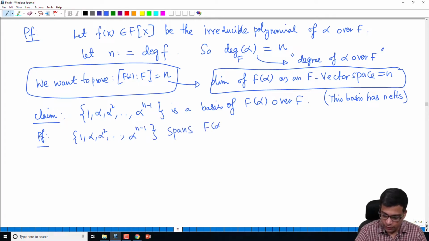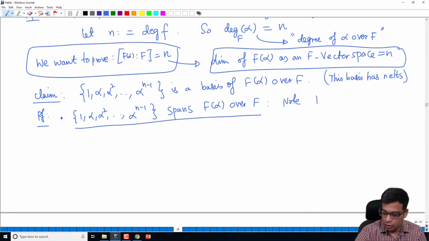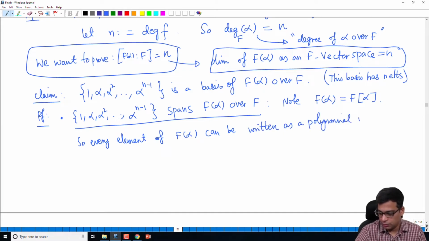It spans F(alpha) over F. So let me prove this first. Okay. So for this, we recall that the field F(alpha) is actually the same as F[alpha]. So every element of F(alpha) can be written as a polynomial in alpha with coefficients in F.